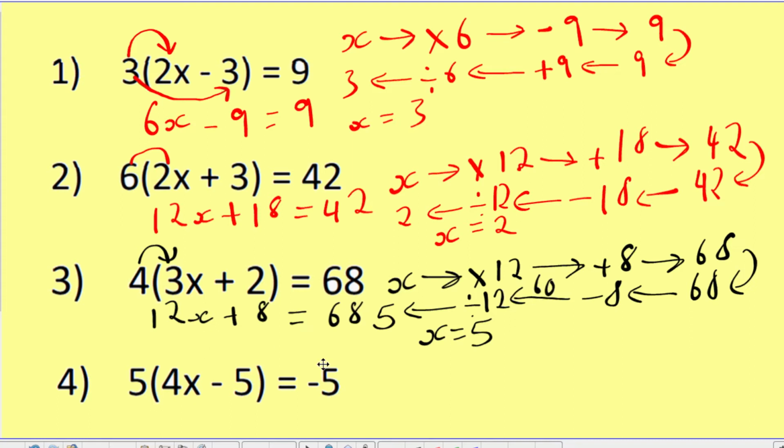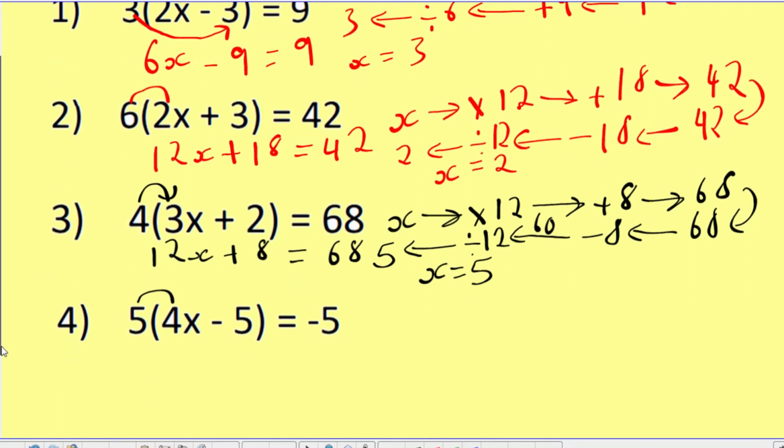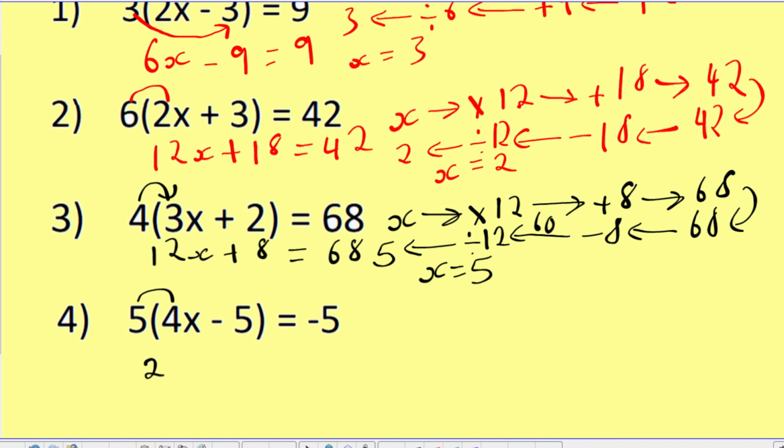Okay, the last one, we've got a negative number here, so let's be careful. 5 times 4 is 20. So we've got 20x. 5 times minus 5 is minus 25. Okay, remember, a positive number multiplied by a negative number gives us a negative. And that's going to be equal to negative 5.